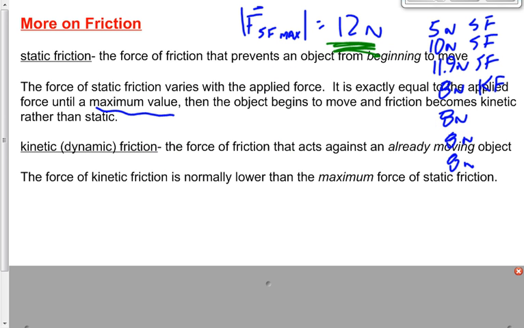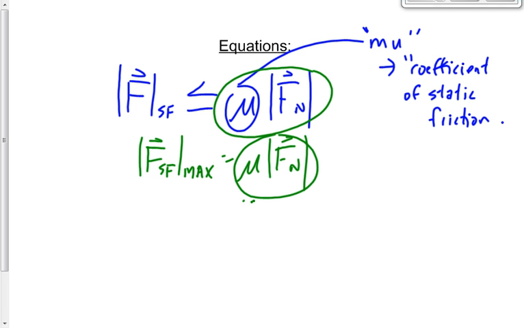Let's go back here again. The force of static friction was 5. Is that less than or equal to 12? Yes. 10. Is that less than or equal to 12? Yes. 11.9. Is that less than or equal to 12? Yes. So static friction can change, but it's always less than or equal to this number right here, the maximum value, which in that case of Lane's desk was 12.